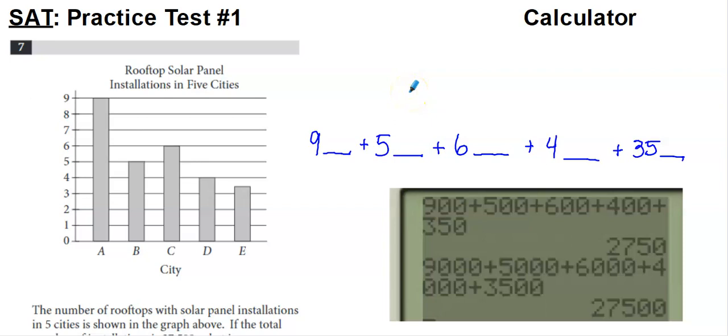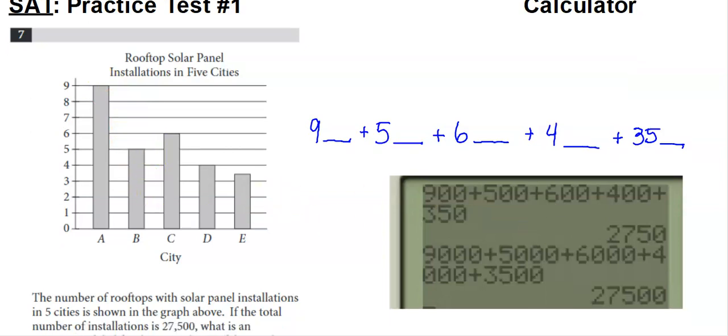So here's a practice SAT question, kind of a tricky one. They give us this graph, and they label the graph rooftop solar panel installation in 5 cities. They don't give us the names of the cities, they just call them cities A, B, C, D, and E. And then they have the numbers 0 through 9 along the y-axis. So it's pretty obvious the first bar for city A goes up to 9, the next bar for city B goes up to 5, and then so on across the rest of the bar graph.